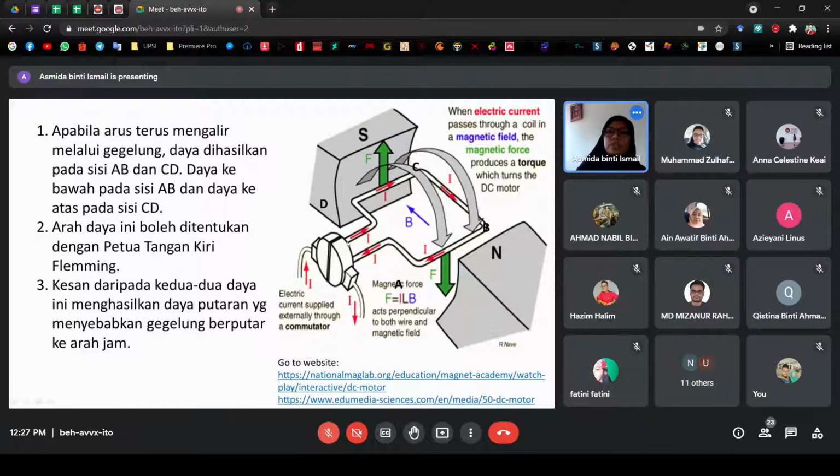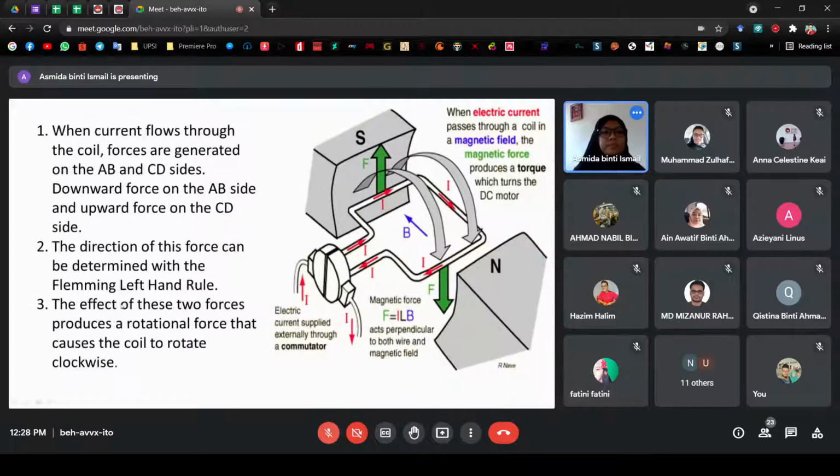So, yang ni arus masuk tu. This is current flow through this. Arus masuk. So, this is the force. Your force akan ke atas. And then yang ni arus keluar, your force akan ke bawah. The direction of this force can be determined by using the Fleming left hand rule.